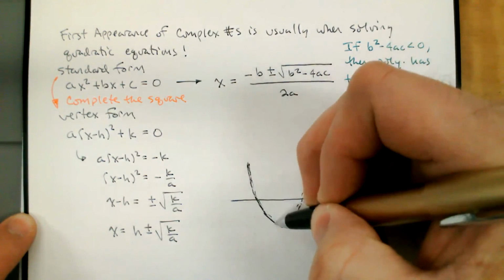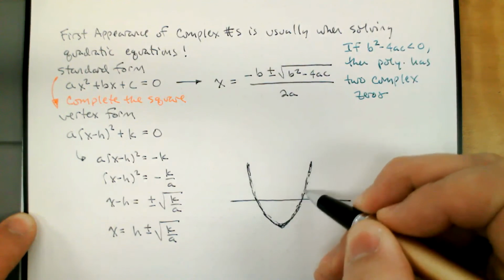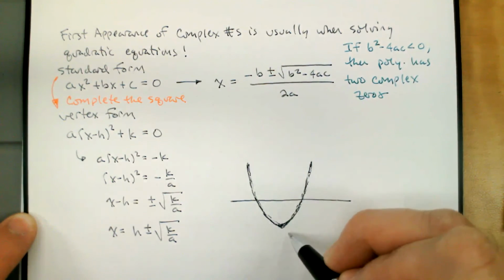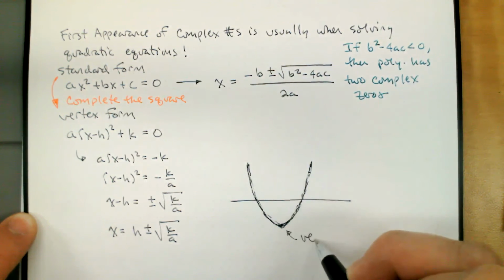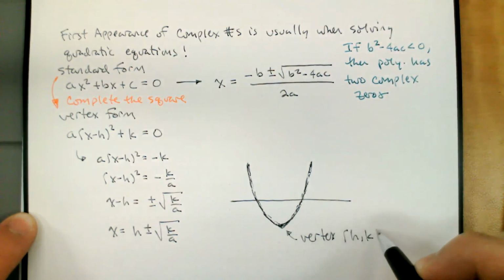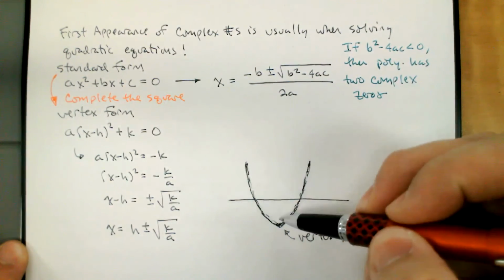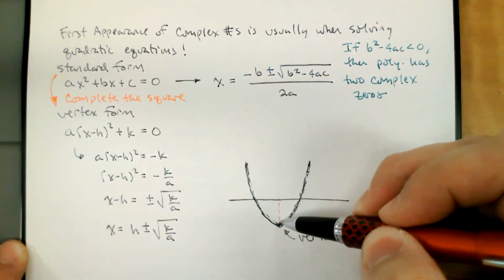The idea is that there's symmetry in our parabola, that the vertex is at (h, k), and there's an axis of symmetry, which is a vertical line through the vertex.